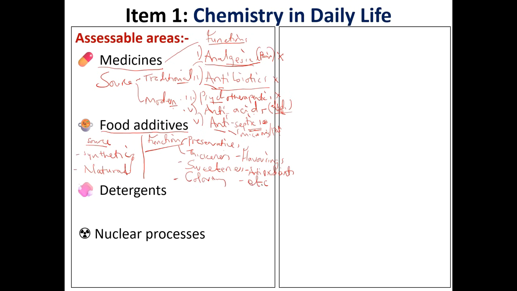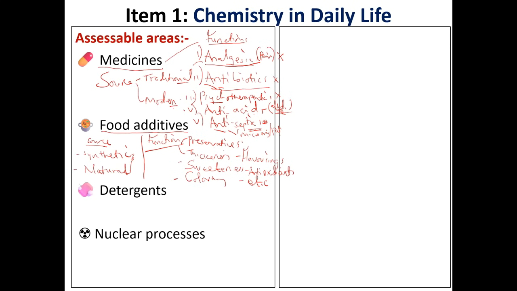So we are saying that even here, when you come to the function and we talk about preservatives, we can have a preservative which is synthetic. We can also have a preservative which is natural. So we can categorize these food additives both according to the source and also according to the function. So these are the two ways that we can categorize the food additives.